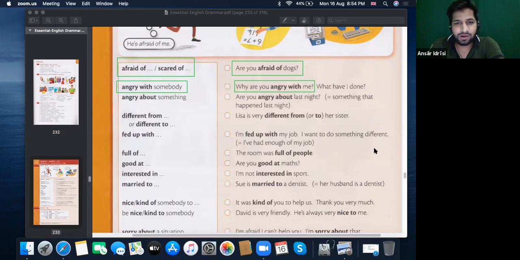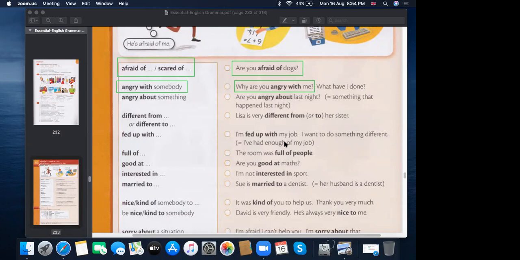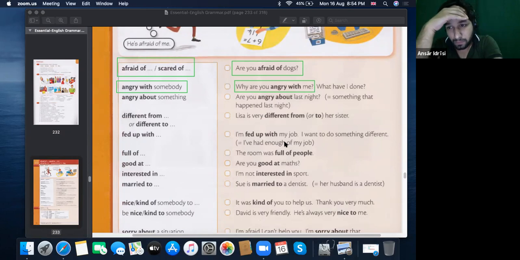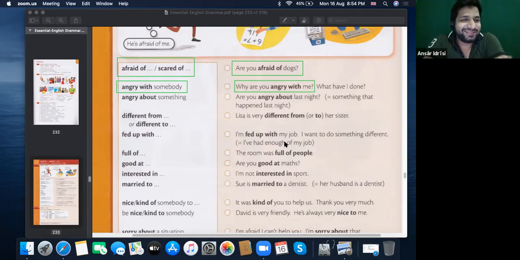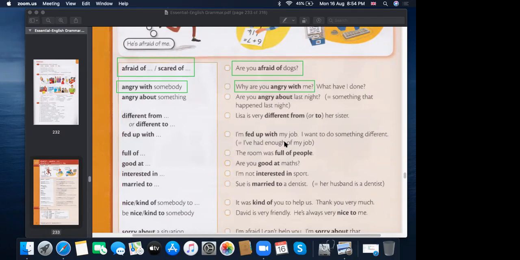Angry with. My mom is angry with me because I broke a glass. Correct. Yes. My father is angry with me because I shifted from my village to Pune. Ah, very nice. Yes. Angry with? Why are you angry with your friend? I'm angry with him. My teacher was angry with me because I copied in the exam.